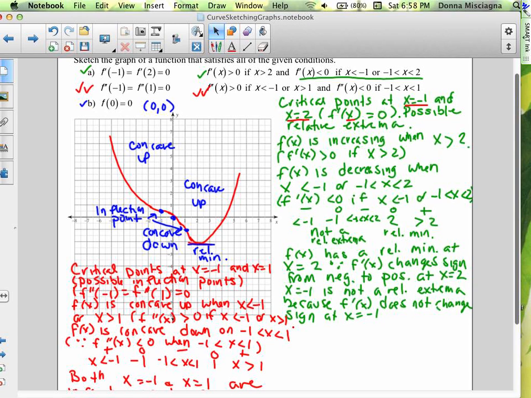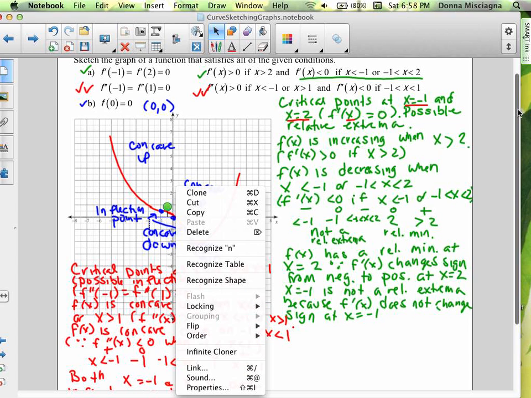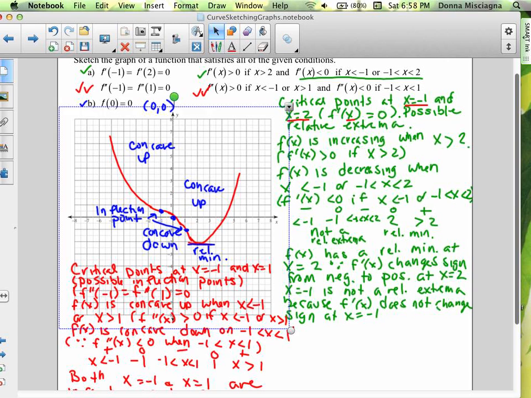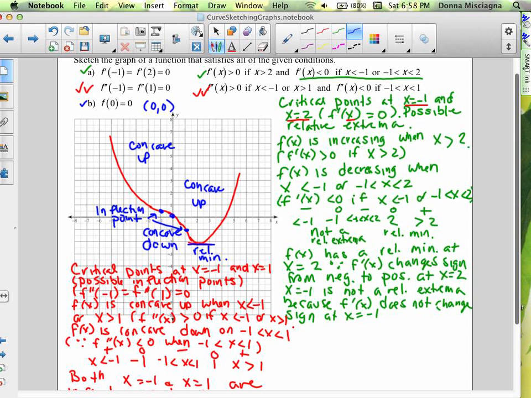There's 0, 0. The graph goes through 0, 0. I don't think I can move it. Oops, no, go away. Oops. If you draw the point big enough, it's good. Hey, this is a smart board. I can only do so much. All right, there we go. 0, 0 was a point on the graph. We got that. It's a slight inflection point there, but you can see there's definitely a change in concavity there.